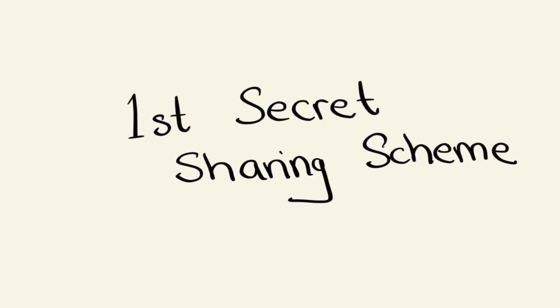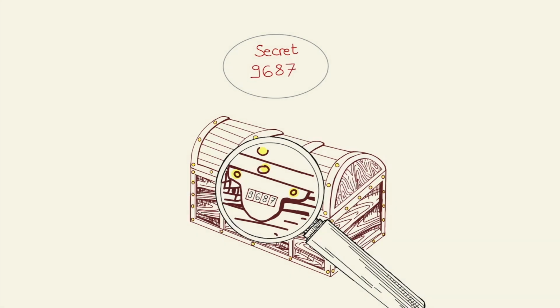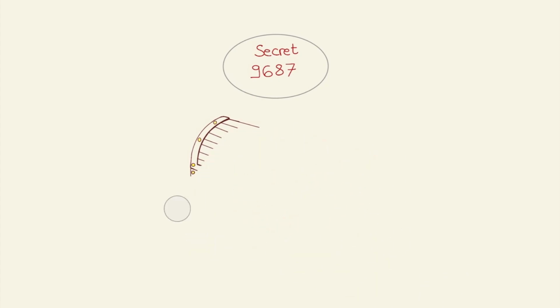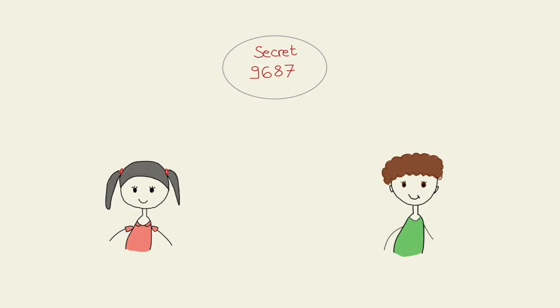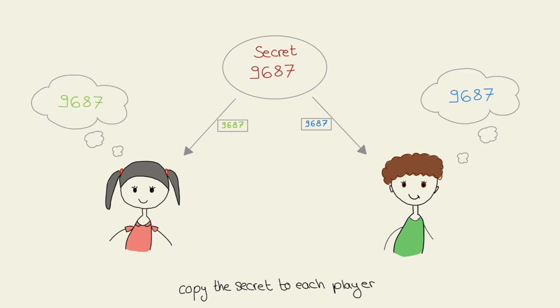And this brings us to our first very simple secret sharing scheme. Our secret here is the code of the box shown as 9687. To distribute the secret between parties, which are in our case Alice and Bob, we just copy the secret to both players, Alice and Bob. Now nobody besides Alice and Bob are able to open the box, so the candies are safe against thieves. Voila, we just built our first secret sharing scheme.